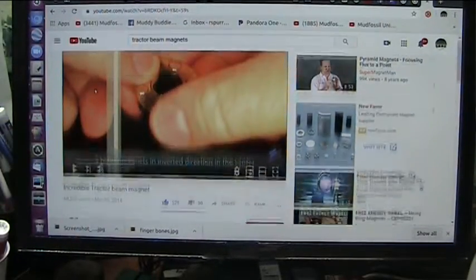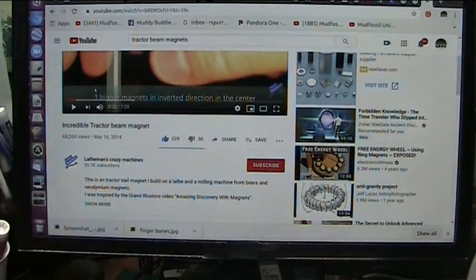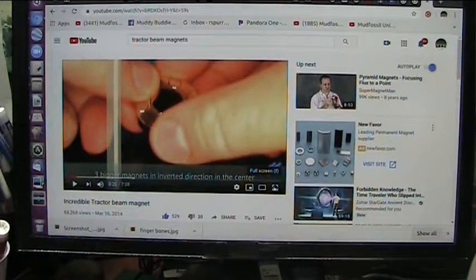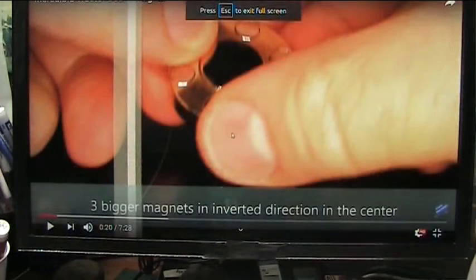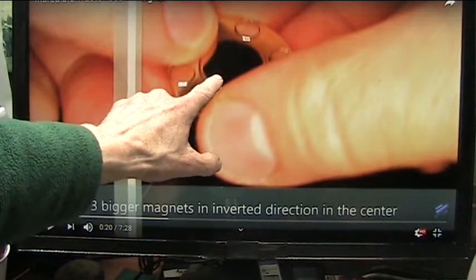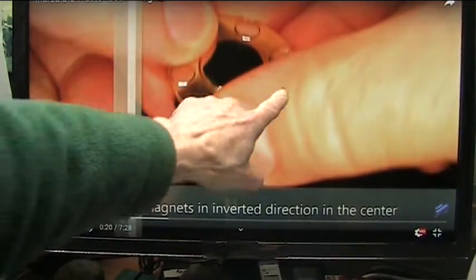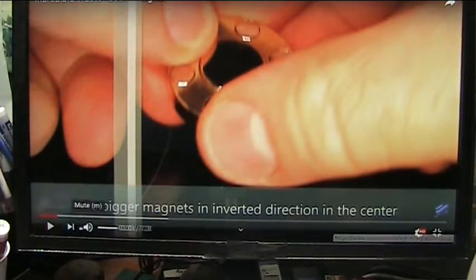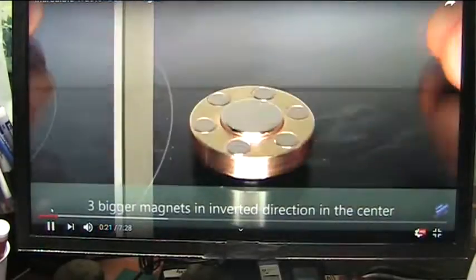He's going to do it right here. This is Latham's Crazy Machines. The other one was BrusPup, the rule of 8 vibration. Now, watch this. What he's doing is he's got the positive core, he's got the negatives around it, and then he's going to have his electrons come in and try to get in, and they can't get in.